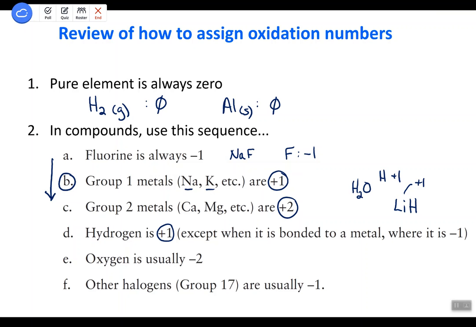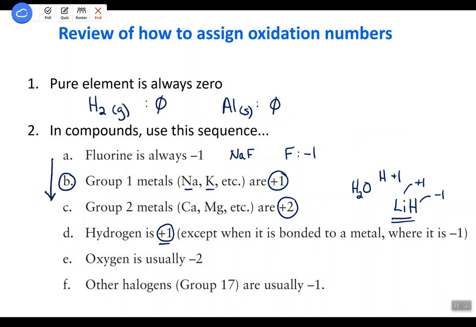So lithium hydride. This is a unique exception for hydrogen, but we don't have to memorize it. We just simply apply the rules. Lithium must have a +1 oxidation number before we assign the oxidation number of hydrogen, and the sum of the oxidation states of all the species in the compound must sum to 0 for a neutral compound, so hydrogen must be -1. So that's how we figure out that exception.